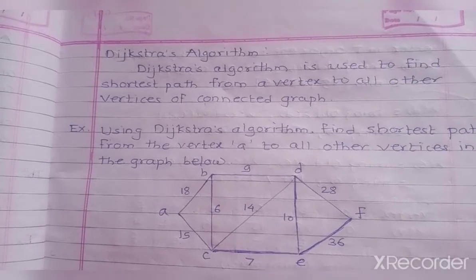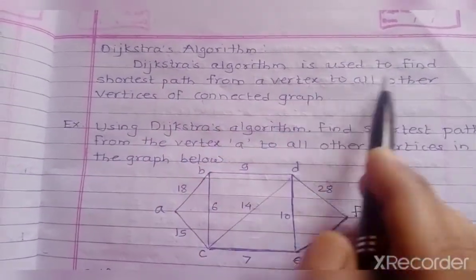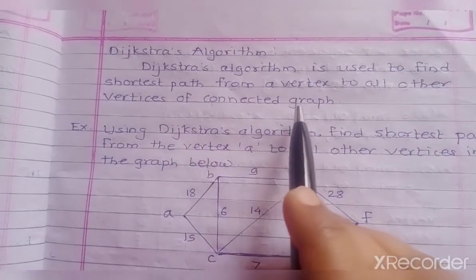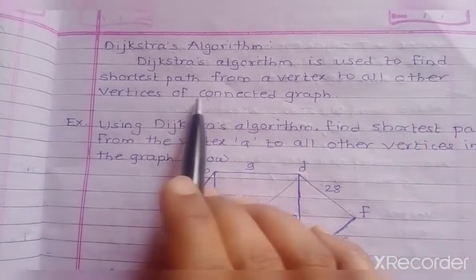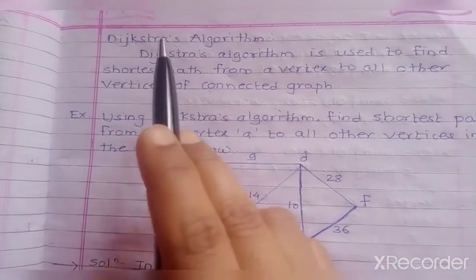Our today's video topic is Dijkstra's algorithm. Dijkstra's algorithm is used to find the shortest path from a vertex to all other vertices of a connected graph. Now here we have to see an example which depends on this concept.